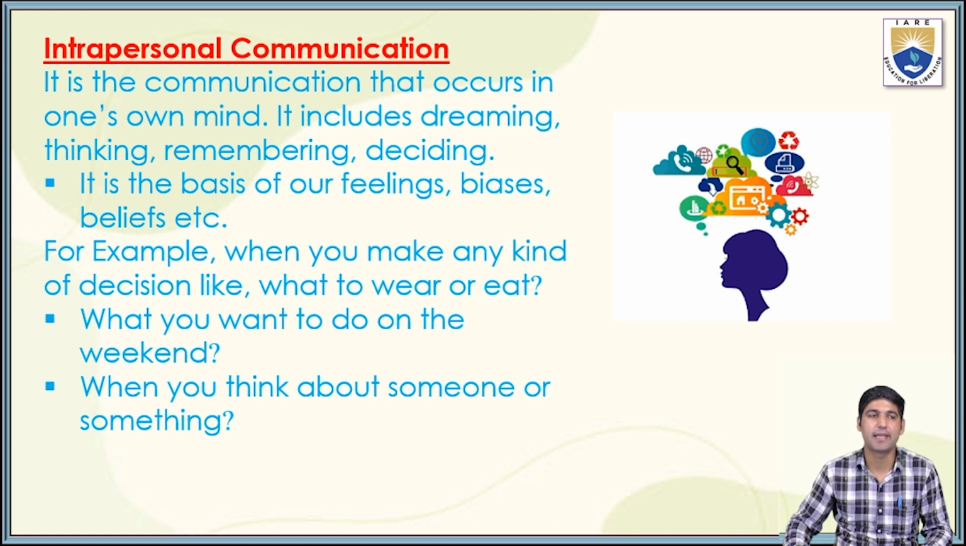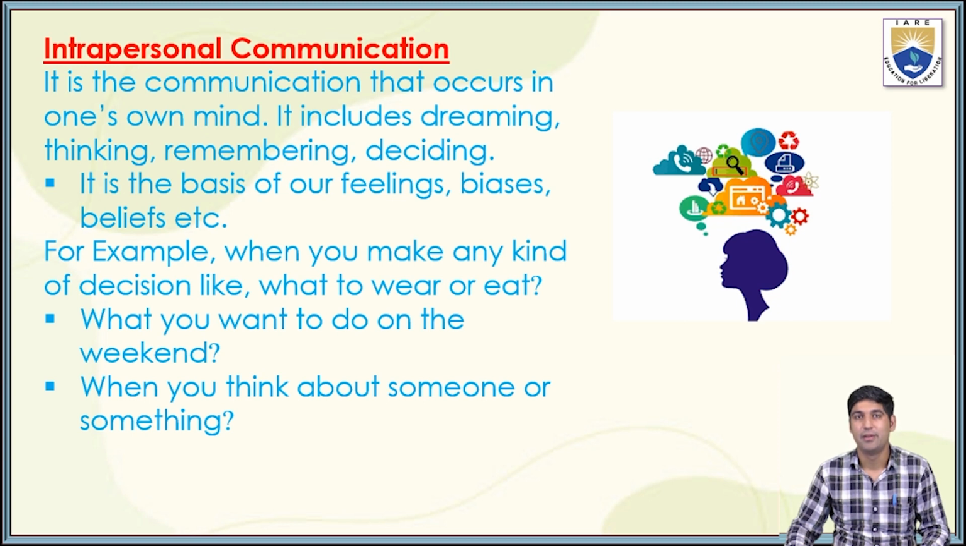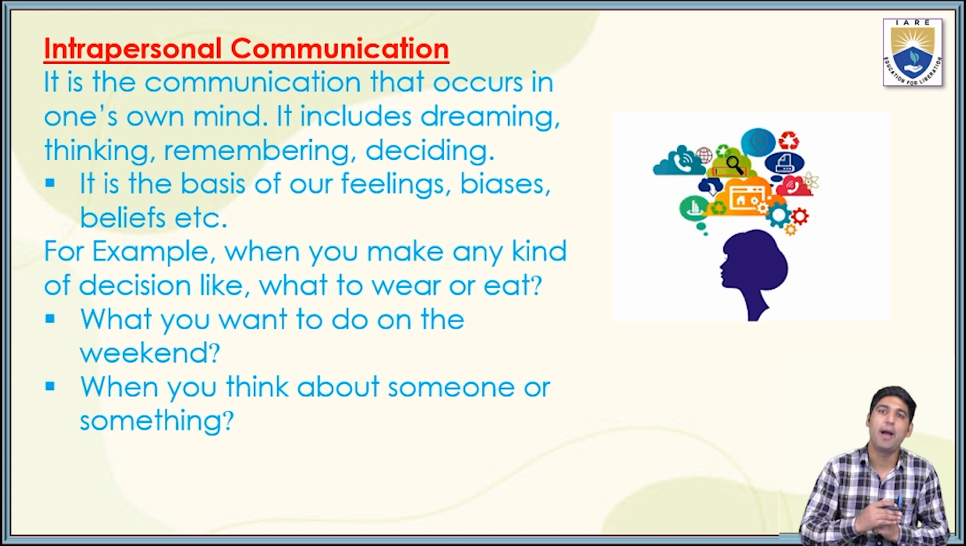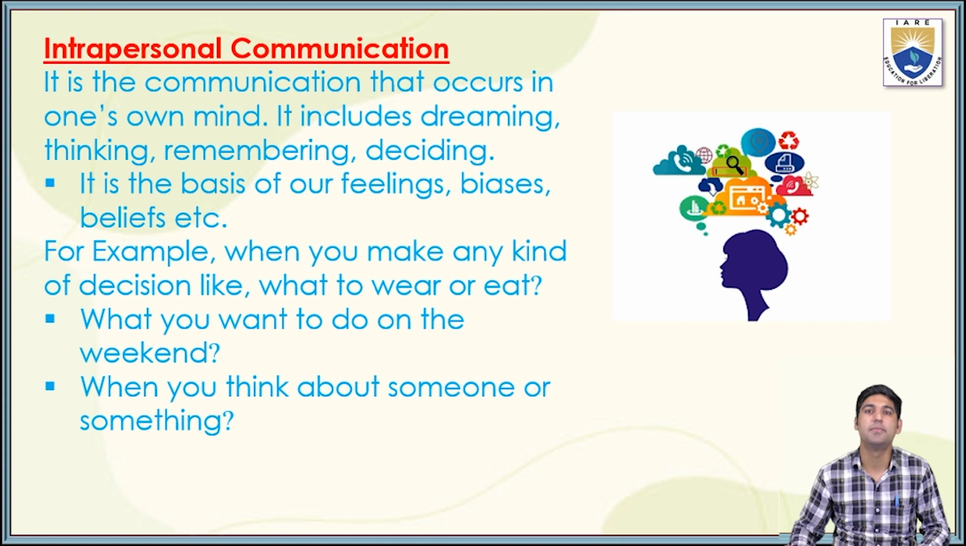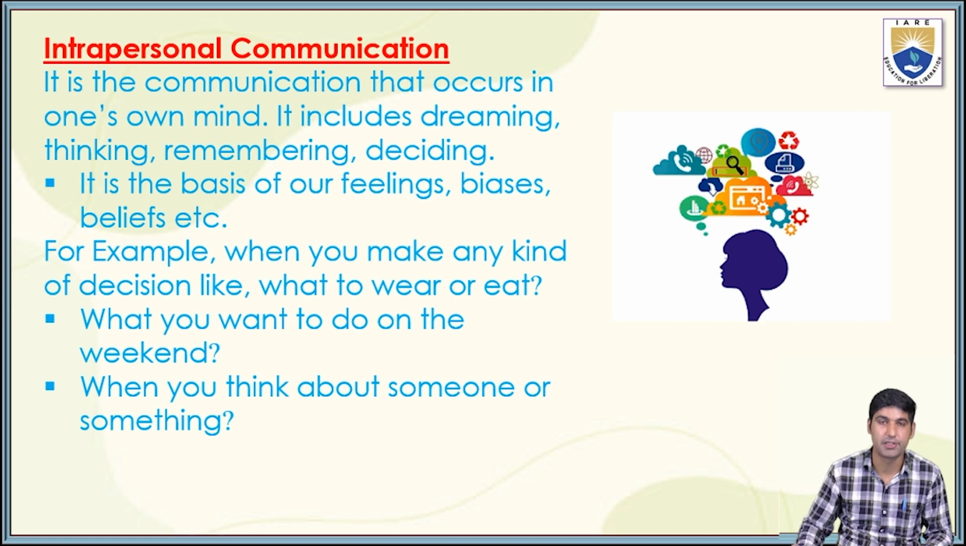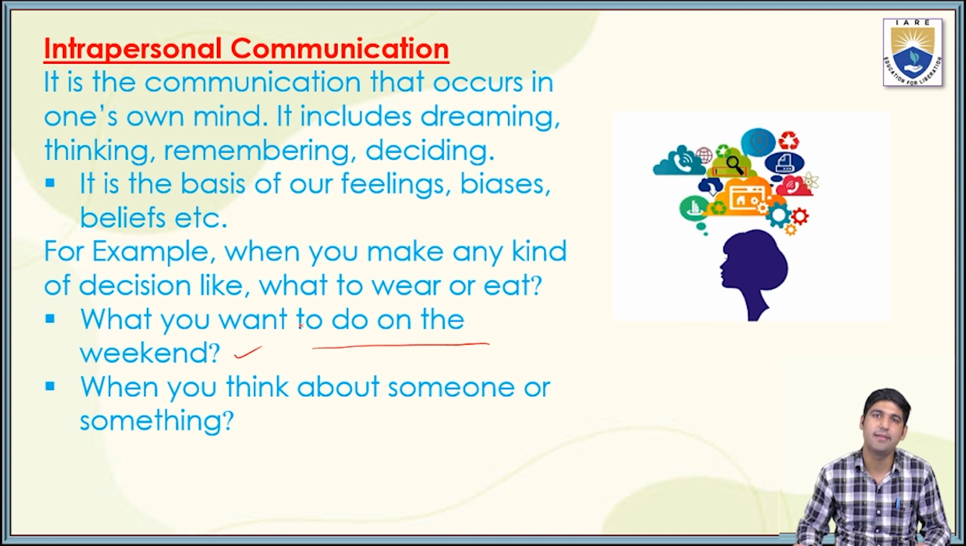I can give an example. When you make any kind of decision, like what to wear or eat, this decision making is intrapersonal communication. It is the communication which occurs in your own mind. So the communication which occurs in one's mind is termed as intrapersonal communication. Another example I have written is what you want to do on the weekend. This is what we are thinking in our mind, what to do on the weekend.